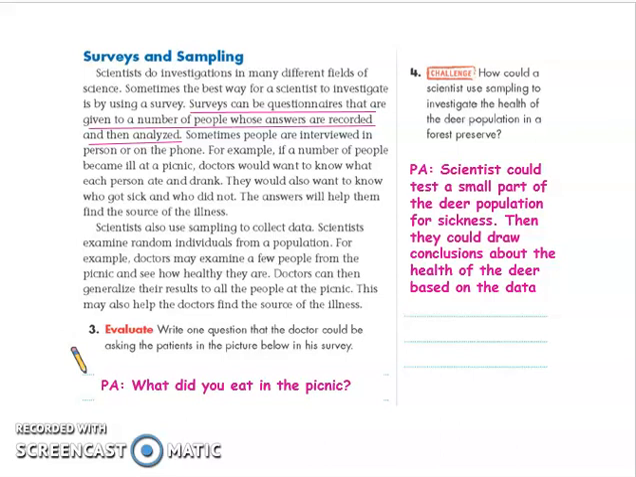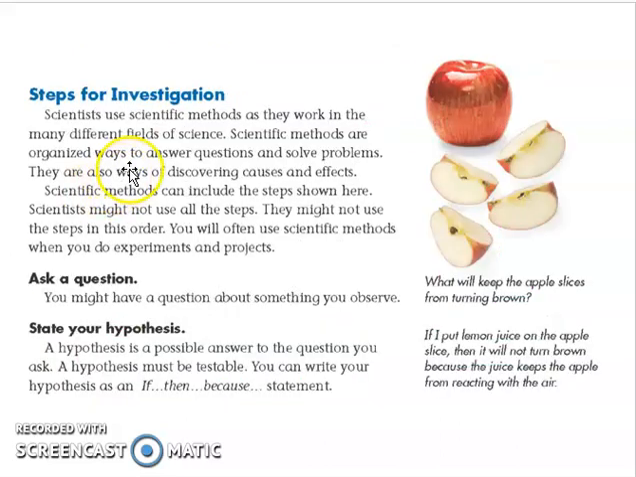After survey and sampling, here are the steps for investigation. Scientists use a specific method as they work in many different fields of science. Specific methods are an organized way to answer questions and solve problems. They also find ways to discover the causes and effects of many things.